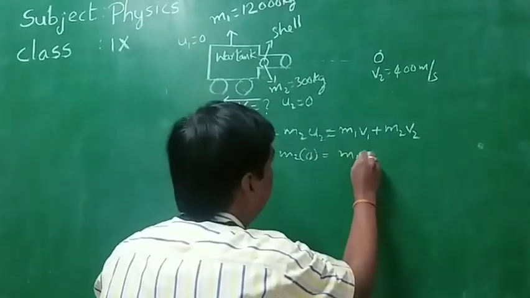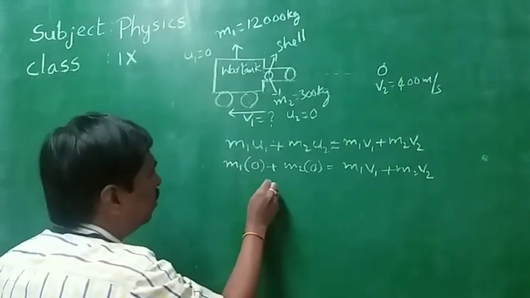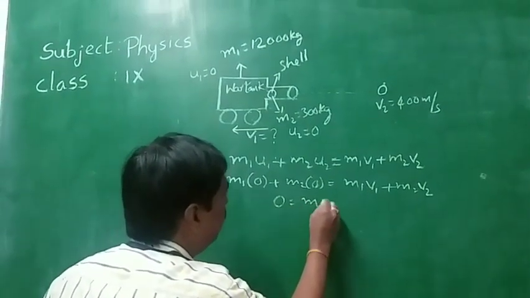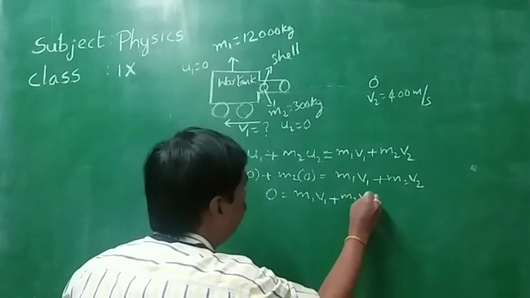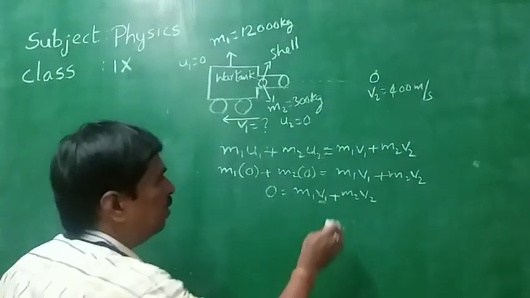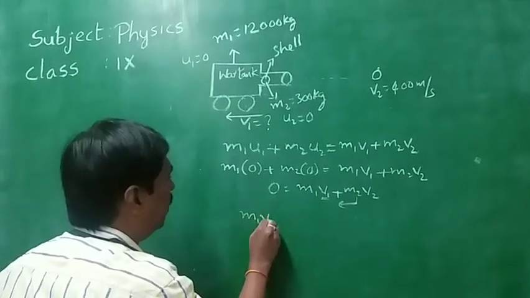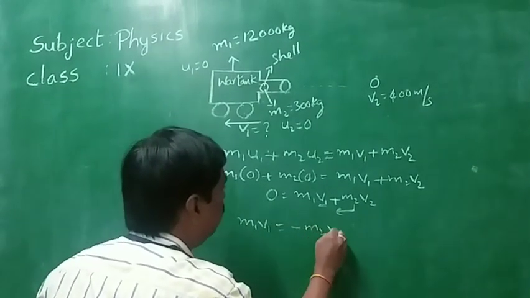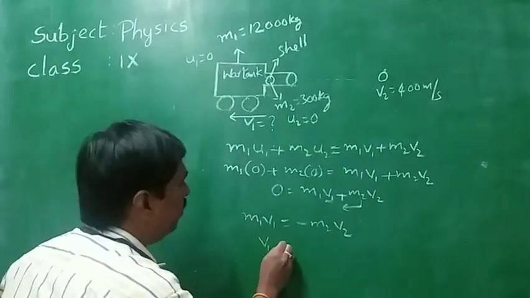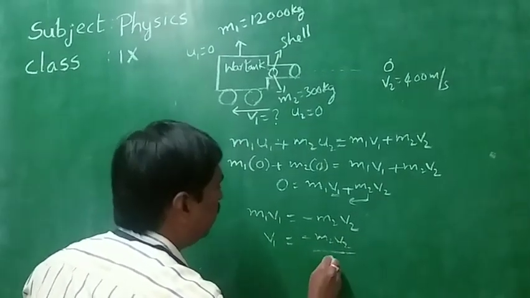Here, we have m1v1 plus m2v2 on the right side. Now, m1 into 0 becomes 0, plus m2 into 0 becomes 0. The total left-hand side becomes 0. So you get 0 equal to m1v1 plus m2v2. From this, you have to find v1. If you send m2v2 to the other side, you have m1v1 is equal to minus m2v2. You have to find the velocity of this water tank. So v1 is equal to minus m2v2 divided by m1.